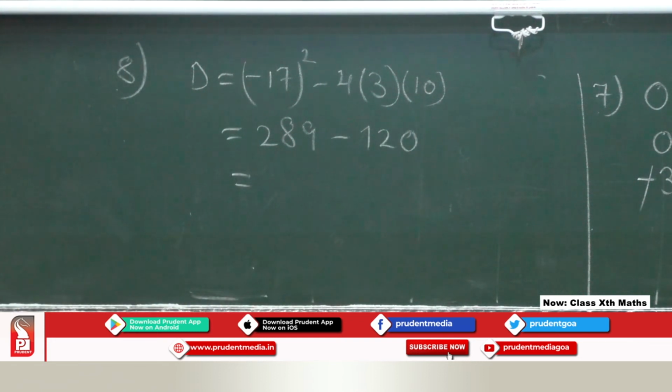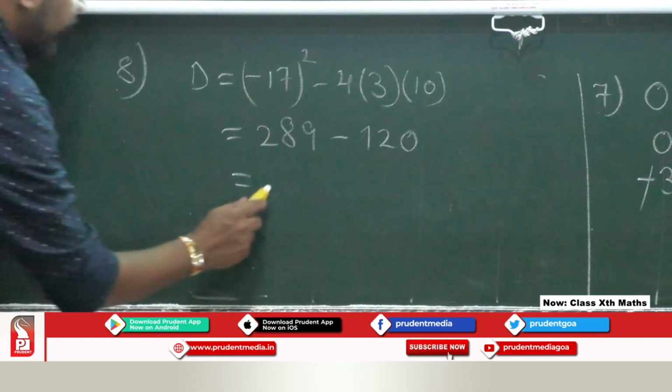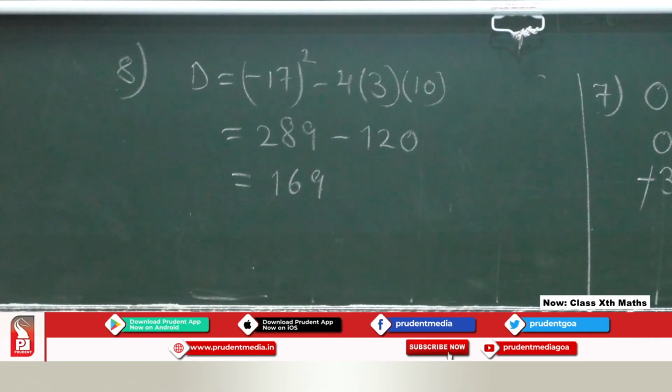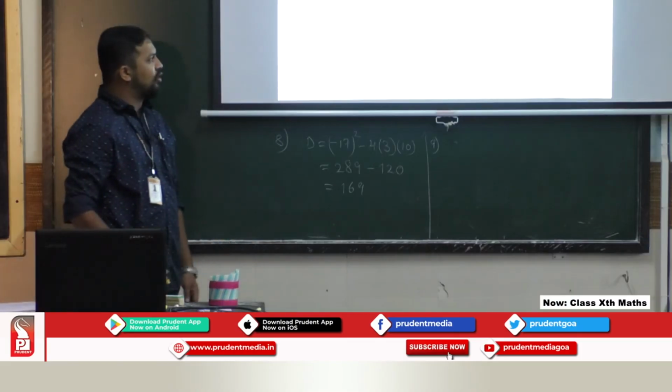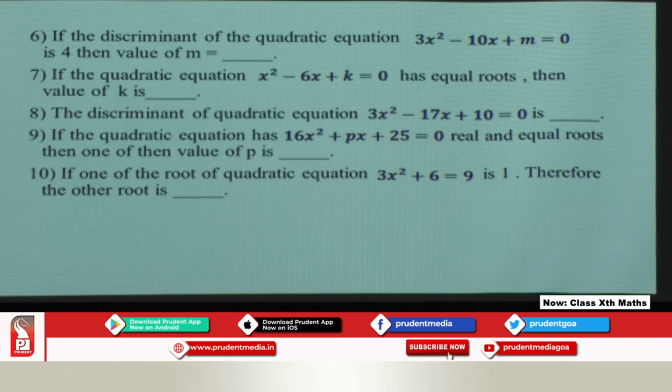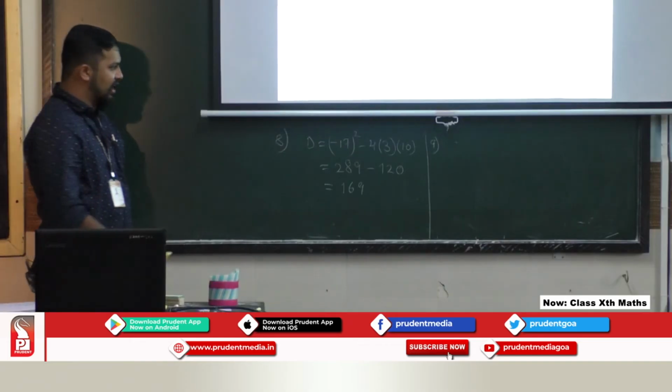289 minus 120 will give you 169. Direct, 169. If the quadratic equation 16x square plus px plus 25 is equal to 0 has real and equal roots, then one of the values of p is dash. So again, equal roots, so D is 0. You can find directly now. So D is 0.